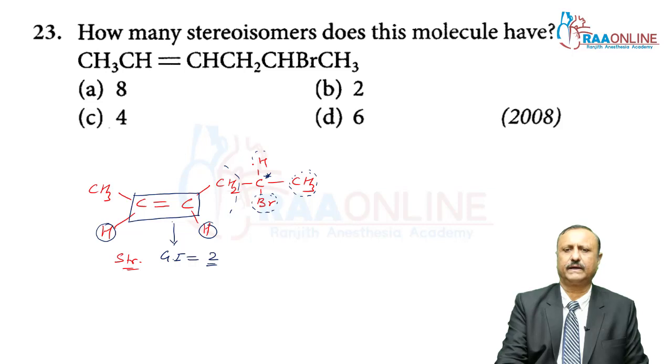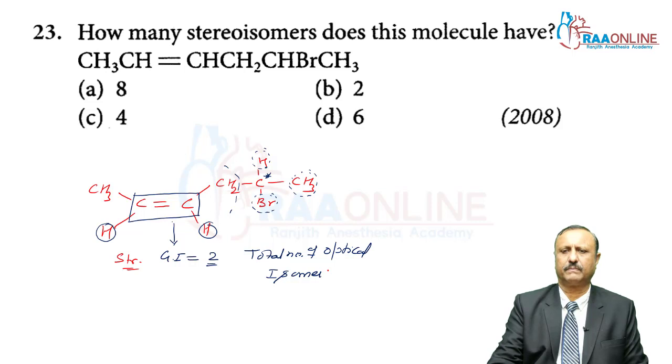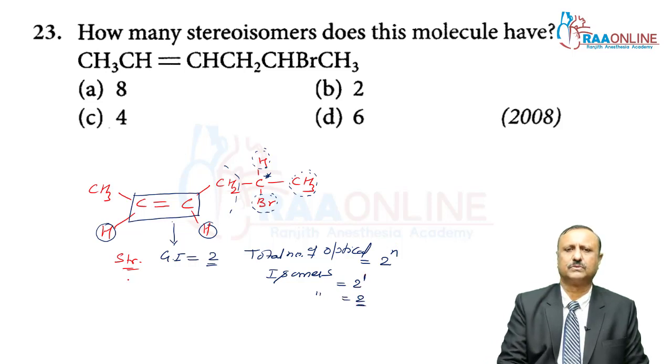My dear students, when different alkyl groups are attached to this carbon atom, it shows optical activity, and here only one carbon atom is present. So the total number of optical isomers may be calculated by the formula 2 to the power n, where n is the number of asymmetrical carbon atoms. That is 2 to the power 1, so you get 2. So geometrical isomers is 2 and optical isomers is 2.